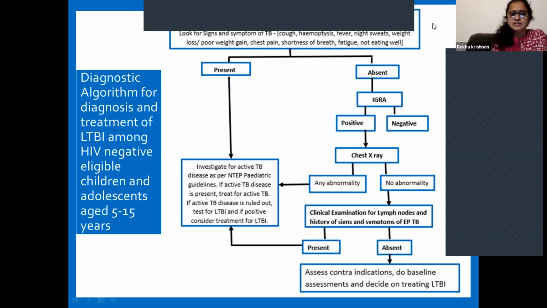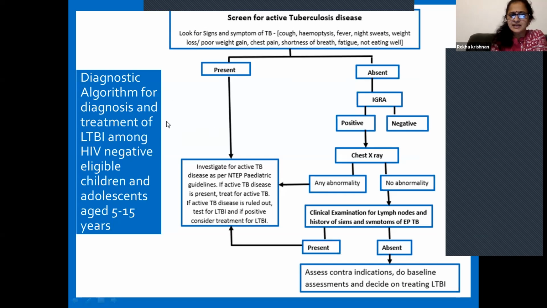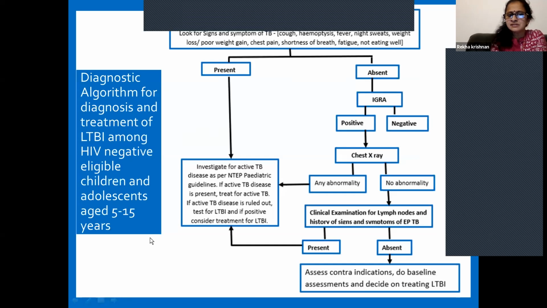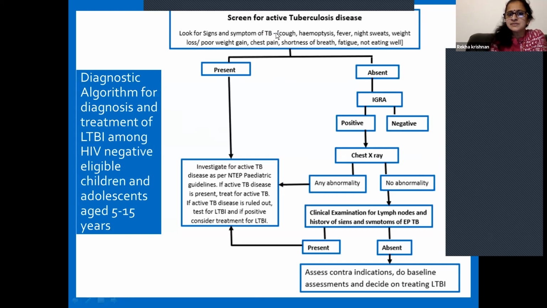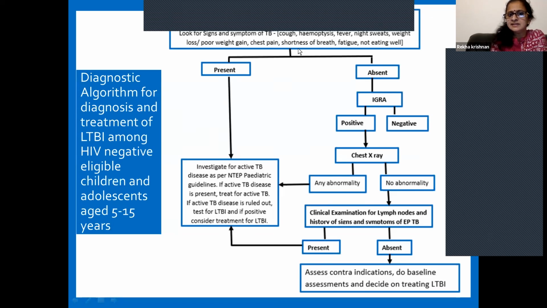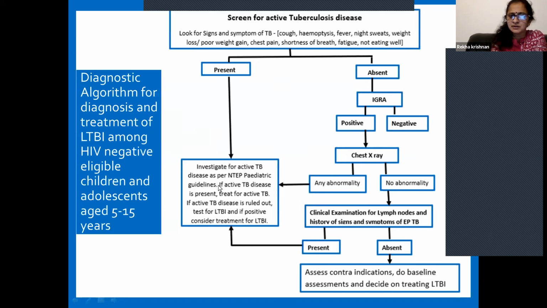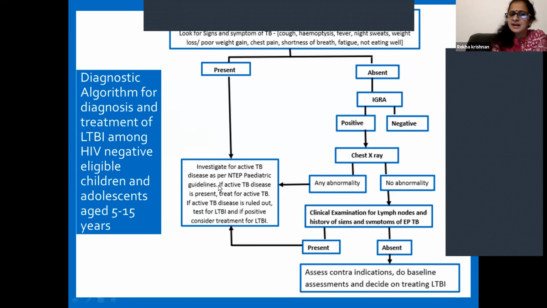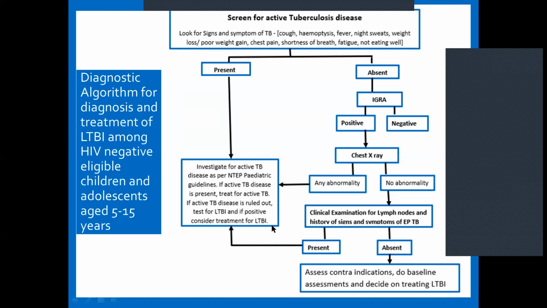See, diagnostic algorithm for treatment of LTBI among HIV negative eligible children and adolescents aged 5 to 15 years. You can see the first step: look for signs and symptoms like cough, hemoptysis, fever, night sweats, weight loss, any symptoms of tuberculosis. If any of these are present, you go on to this column, that is, investigate for active tuberculosis as per National Tuberculosis Elimination Program guidelines. And if active TB is present, treat for that. And if active TB is ruled out, test for LTBI, and if positive, consider treatment for LTBI.